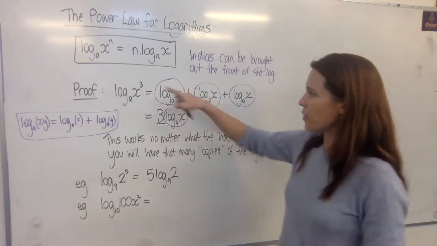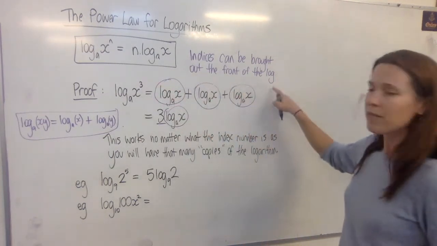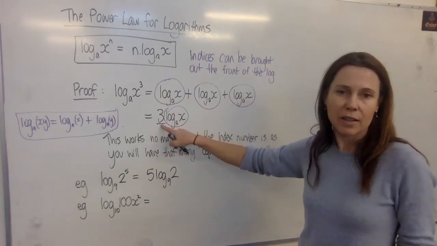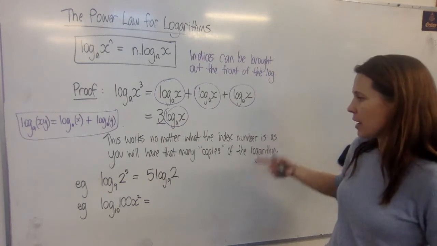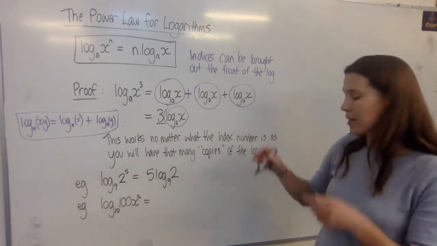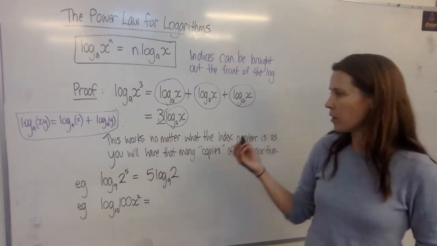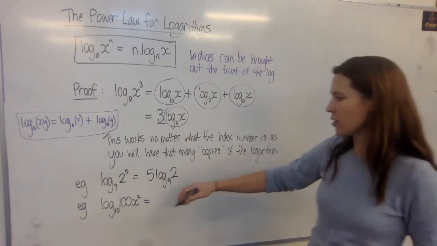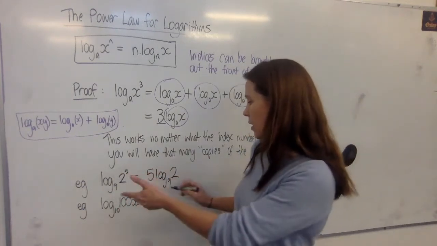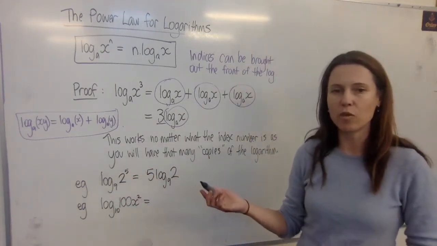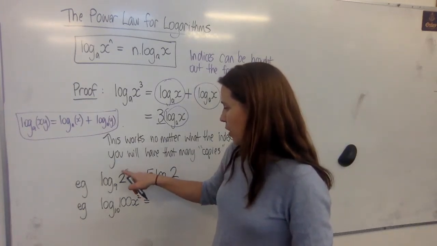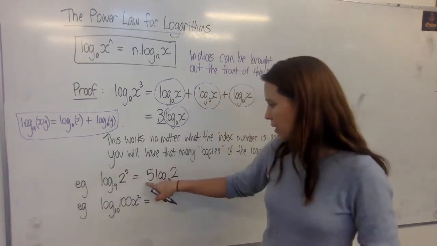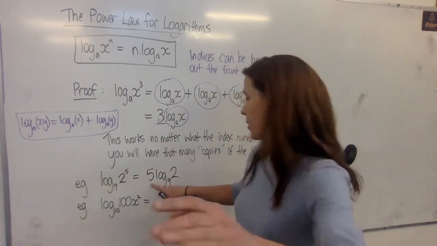Okay? Now, if that was a 5, obviously I would have had 5 of them here and there would be a 5 there. And so you can easily see that this works no matter what the index number is, as you'll have that many copies of the logarithm. Okay, so we're going to use that to expand a few of these logs, or just change the form of them really. We're simplifying. Now here, the 5 can pretty much just float down the front and end up out the front, and then we just rewrite the log like this.